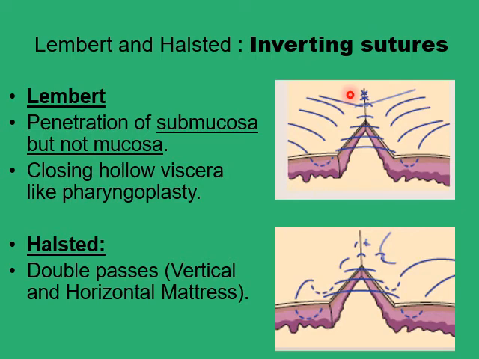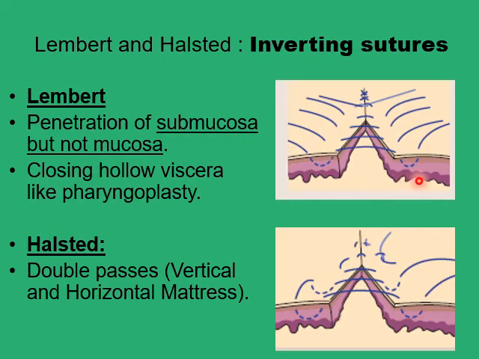The next two members of the family of the vertical mattress sutures are the number 5 version, the Lembert suture, and the number 6, the Halsted suture, and both provide inversion of the wound edge. This is required if you are repairing or suturing into hollow viscera, like for example if you're doing a pharyngoplasty or working into an intestine or stomach. You want the wound to invert towards the inside of the viscera.